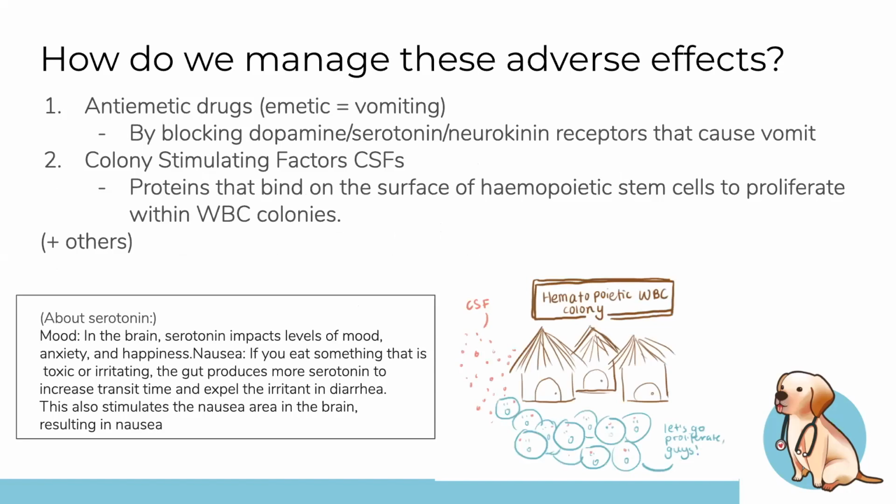How do we manage these adverse effects? There's of course a whole lot of ways to manage these adverse effects. Two ways that are pointed out to you in your lectures are antiemetic drugs, which help with vomiting by blocking the relevant receptors, and colony stimulating factors, which help to proliferate the hematopoietic stem cells that were affected by the drugs.